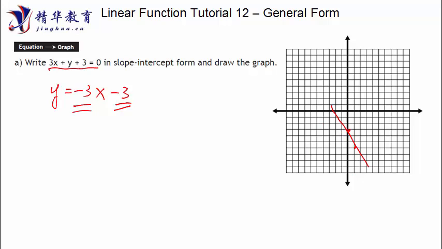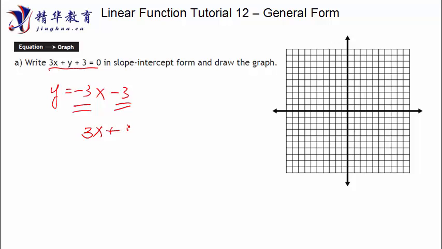Okay, now I'm going to show you the other way. We don't have to convert into slope-intercept form, and we still can draw these. Sometimes the question only asks you to draw the graph, they didn't ask you to convert it, so it's not necessary. How to do that?